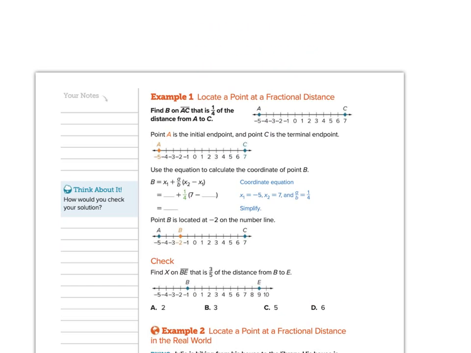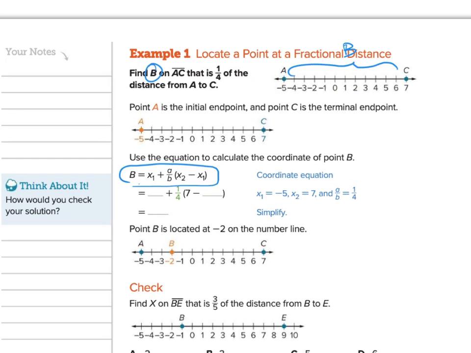So here, locating a point at a fractional distance. Find B. I want to find B on AC that is 1/4 of the distance from A to C. Again, the formula. B is going to use this formula. B is somewhere in here. I don't know where it's at. It's somewhere in between there. Visually, we'll come back and do it, but just calculating the distance.